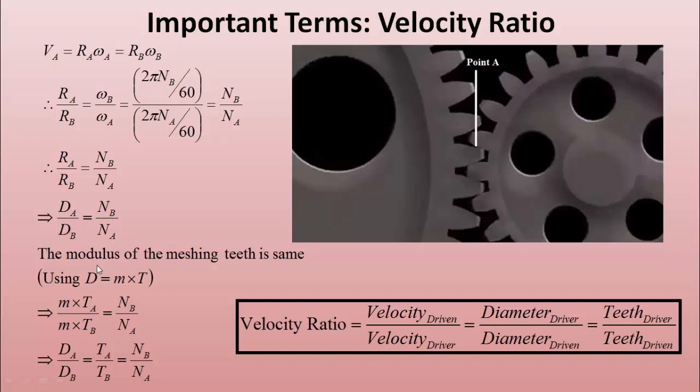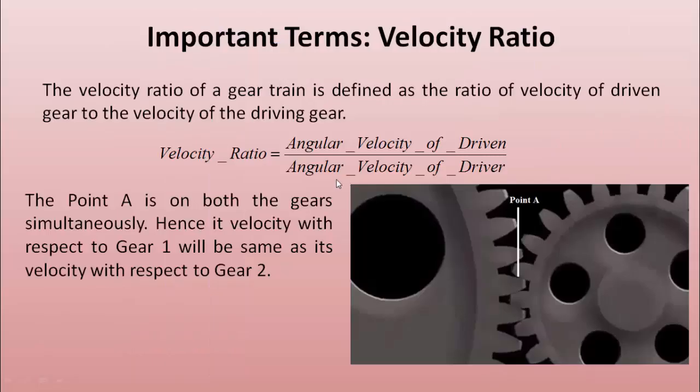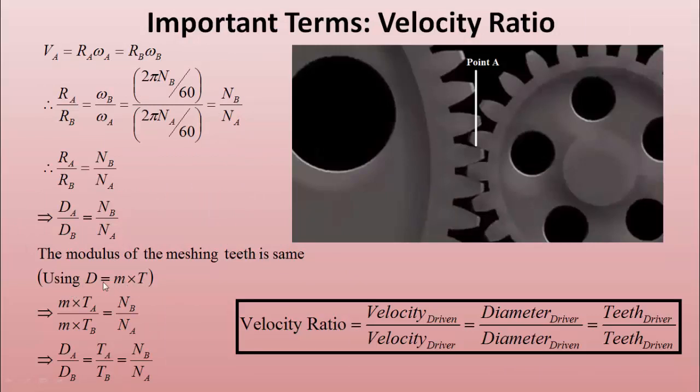Now we just saw this formula for the module. Module is pitch circle diameter divided by number of teeth. Taking the number of teeth over here, we get diameter is equal to module into number of teeth. So rather than writing diameter A and diameter B, we can write module into number of teeth on A divided by module into number of teeth on B is equal to NB upon NA.